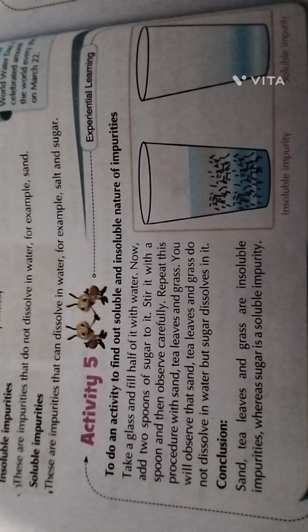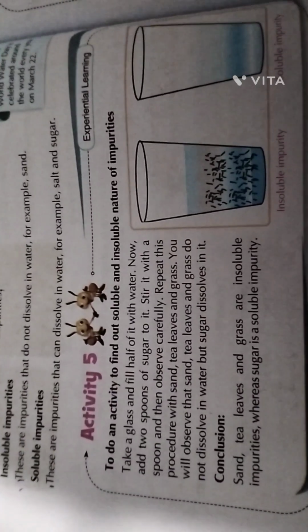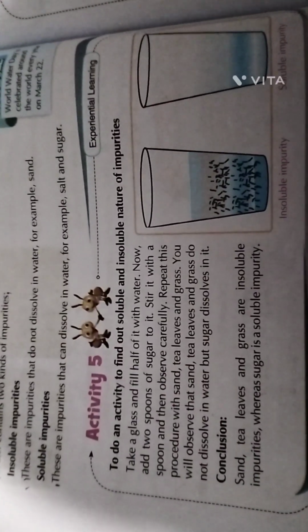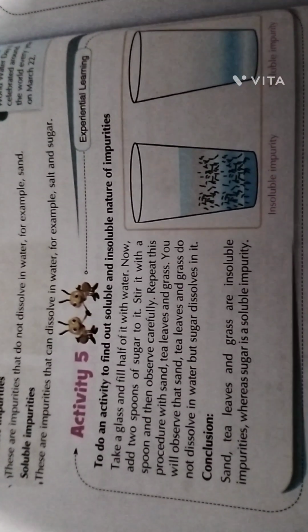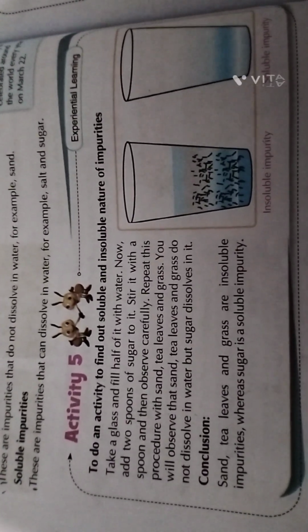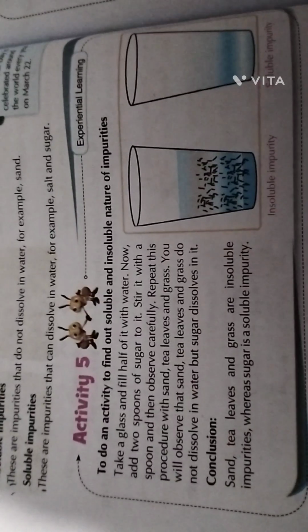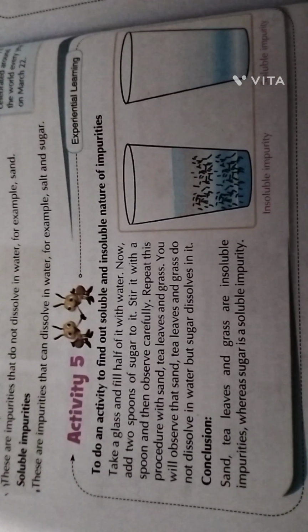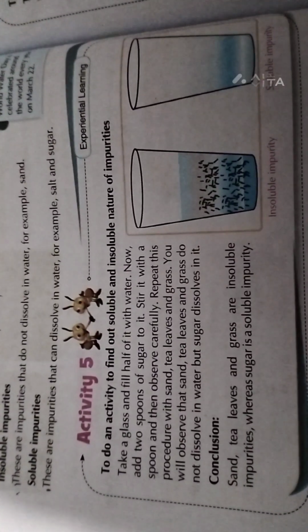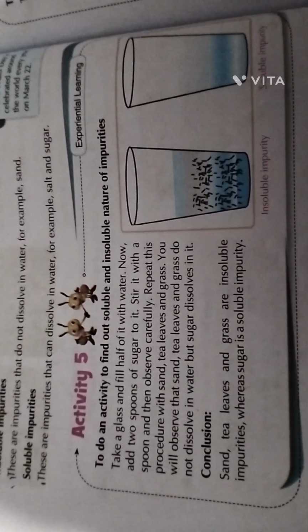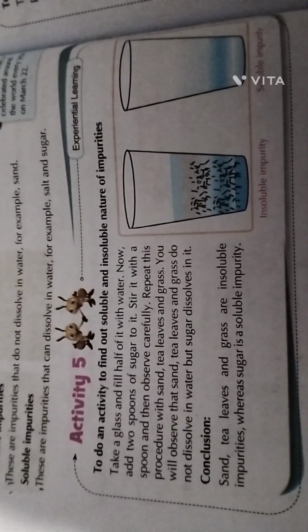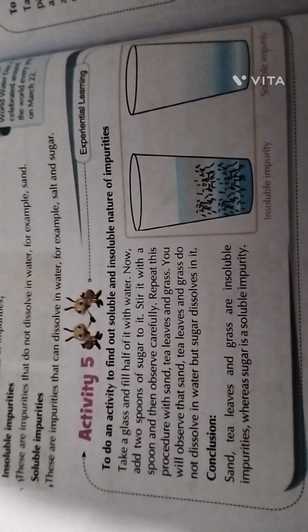Activity 5: to find out the soluble and insoluble nature of impurities. Take a glass and fill half of it with water. Now add 2 spoons of sugar to it. Stir it with a spoon and then observe carefully. Repeat this procedure with sand, tea leaves, and grass. You will observe that sand, tea leaves, and grass do not dissolve in water, but sugar dissolves in it.